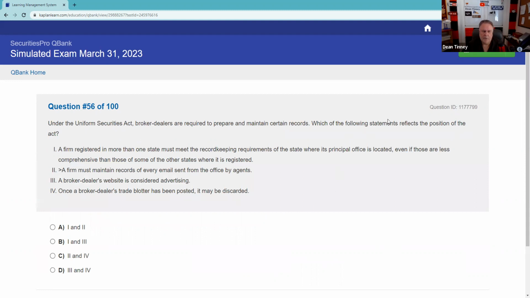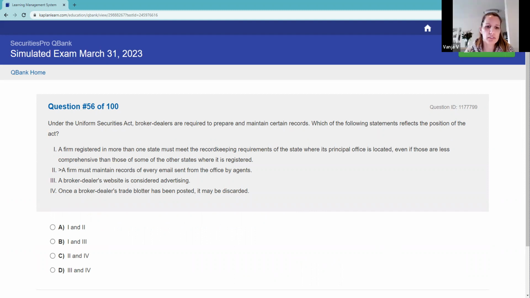Under the Uniform Securities Act, broker-dealers are required to prepare and maintain certain records. Which of the following statements reflects the position of the act? A firm registered in more than one state must meet the record-keeping requirements of the state where its principal office is located, even if those are less comprehensive than those of other states where it is registered. That is true. A firm must maintain records of every email sent from the office by agents. A broker-dealer website is considered advertising. Once a broker-dealer trade blotter has been posted, it may be discarded.